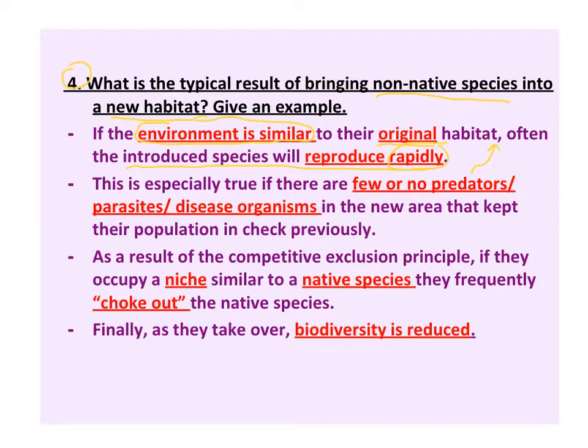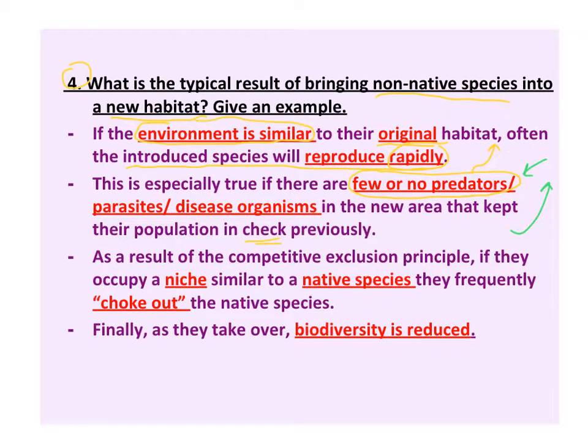And why is that going to happen? Because these organisms have few or no predators to keep their population in check. There's nothing out there that's going to eat the ball python in Florida because the other animals have never seen it before. So those animals avoid it, therefore the python's population just explodes.